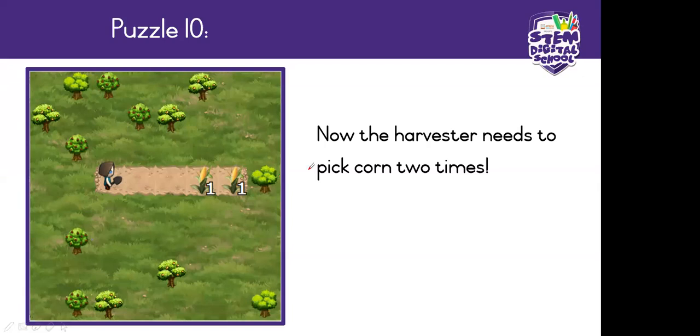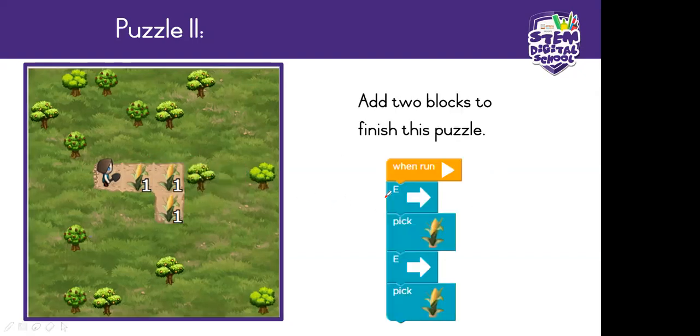All right. So guys, remember when we do this one, we first have to move 1, 2, 3. We can't move all 4 because we have to pick first. So we'll move 3 east, pick 1, and then move again and pick 1. Okay. Let's quickly, yes, I wrote here, now the harvester needs to pick 2 corn, or to pick it twice.